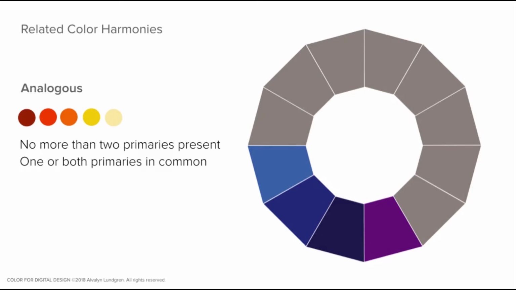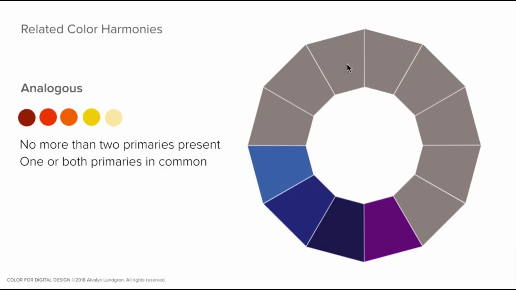In an analogous scheme, there are no more than two primaries present, and one or both primaries need to be held in common by all the hue families involved. So starting with blue, moving into blue-violet, violet, and then red-violet, the two primaries, of course, are blue and red, and we have blue over here. If we also added red over here, red is not involved in blue and blue is not involved in red. And so that actually expands the color scheme to another harmonious scheme. Just with these four hues, we have no more than two primaries present, and blue is held in common among all four, and red is common to three of them.